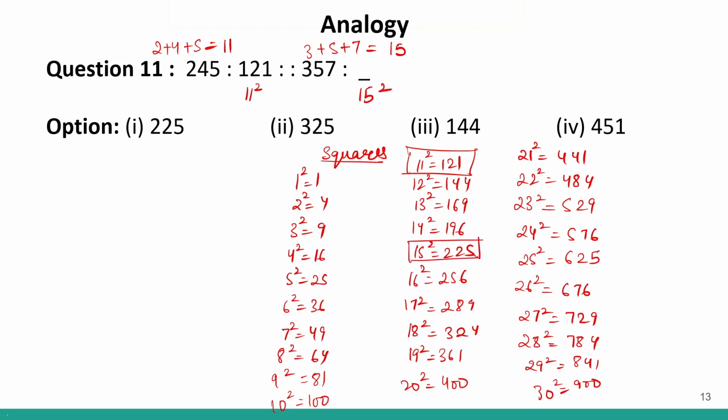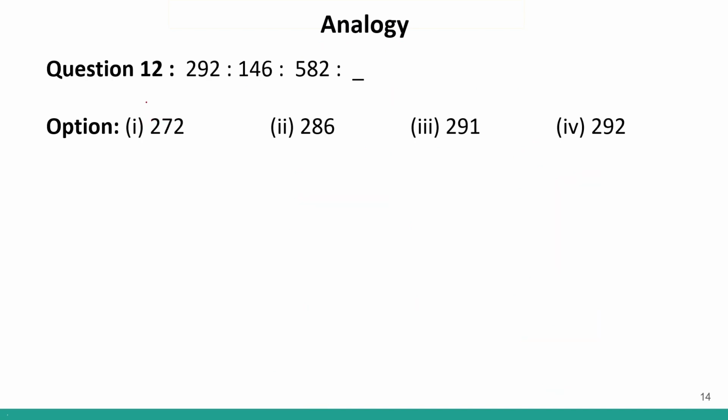It is 225. So 225 should be my answer. Is this given in option? Yes, it is given in option number 1. So 225, option number 1 will be the answer to this question. Clear? Moving on to question number 12.